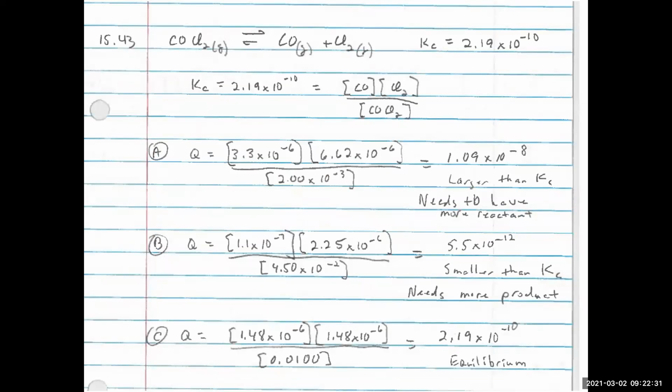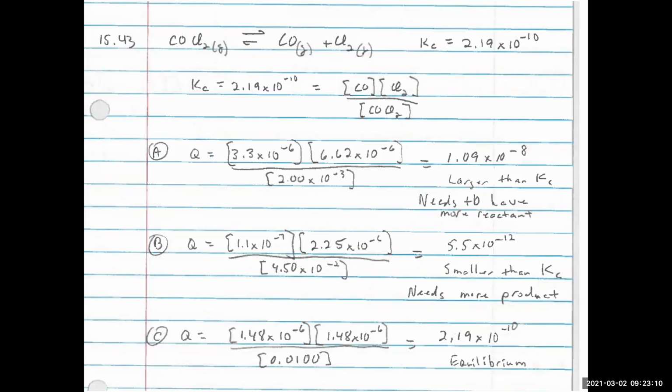Okay, let's look at 4.3. So in 4.3, we're told we have a balanced reaction that we're given, COCl2 going to CO plus Cl2. We're given the equilibrium constant value, and then we're asked, are these following mixtures at equilibrium or not? And if not, what's going to happen? What direction are they going to go?